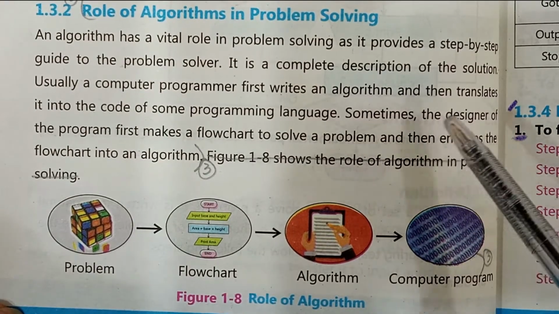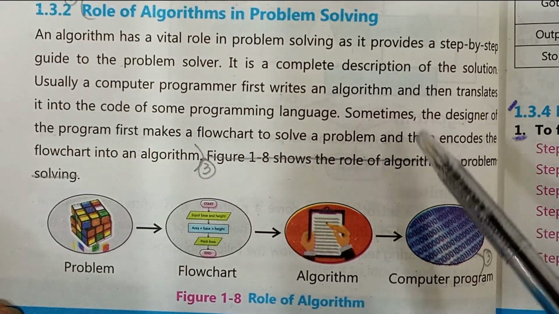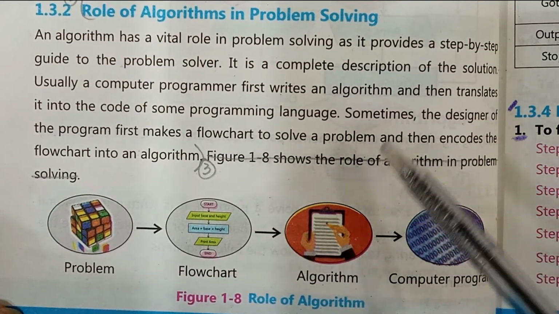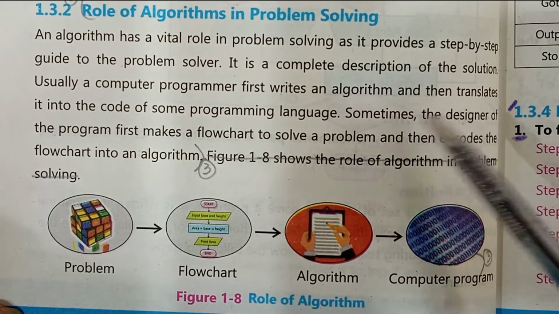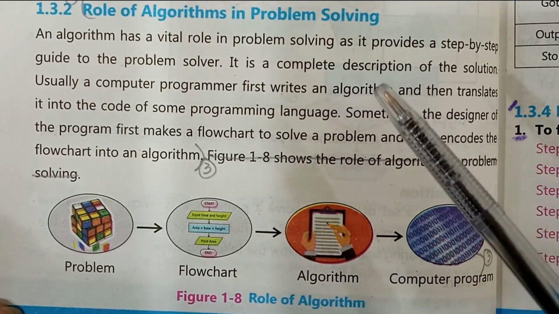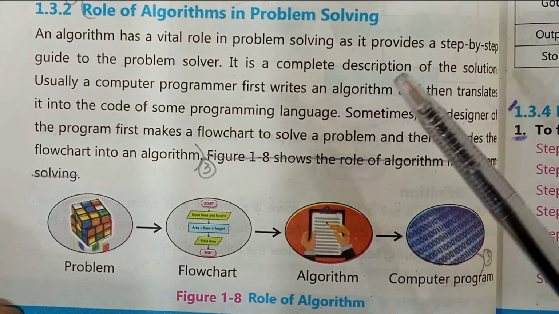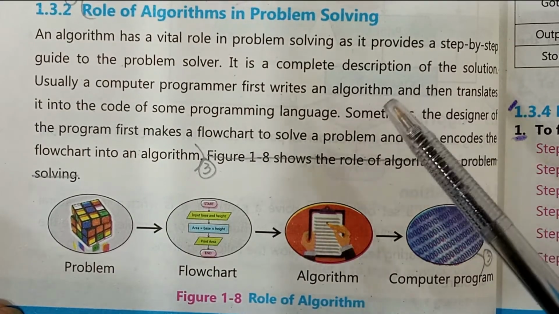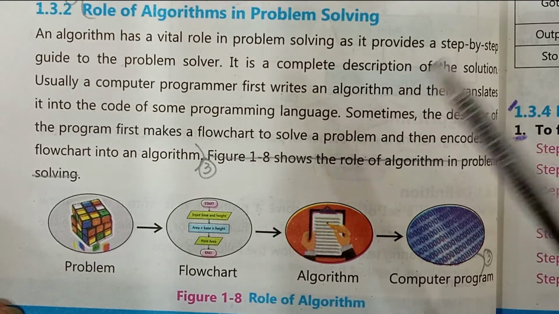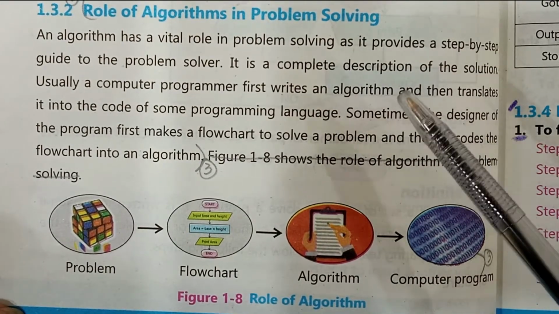Students, an algorithm development process consists of 5 major steps. Step number 1 is to obtain a description of the problem. Step number 2 is to analyze the problem. Step number 3 is to develop a high level algorithm. Step number 4 is to define the algorithm by adding more detail. Number 5 is to review the algorithm.